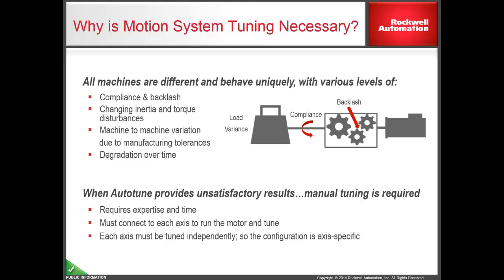The optimal tuning settings depend heavily upon the system characteristics. Each machine behaves differently due to variations in compliance, backlash, changing inertias, manufacturing tolerances, and machine degradation, just to name a few variables, so the tuning configuration can vary drastically from one machine to the next.